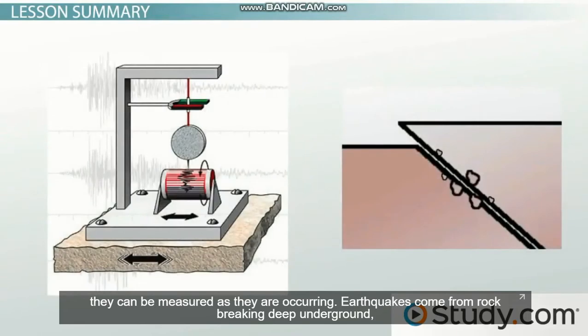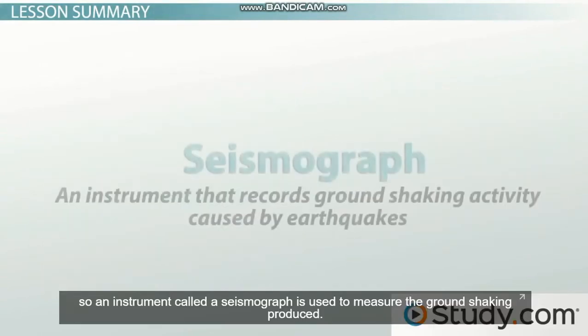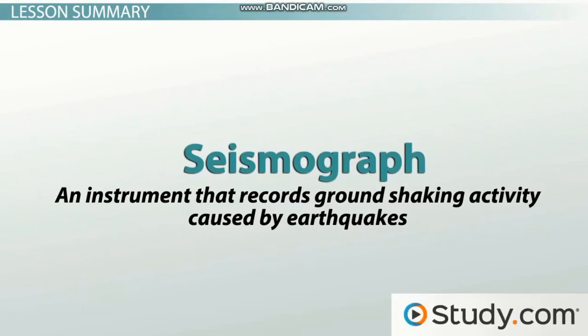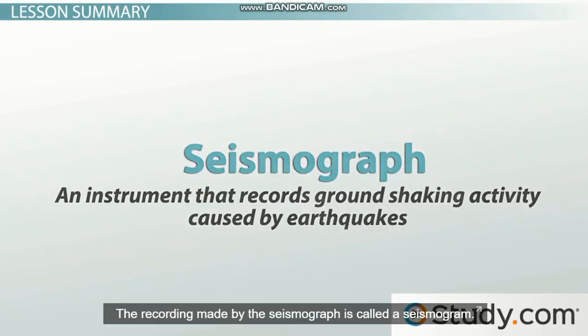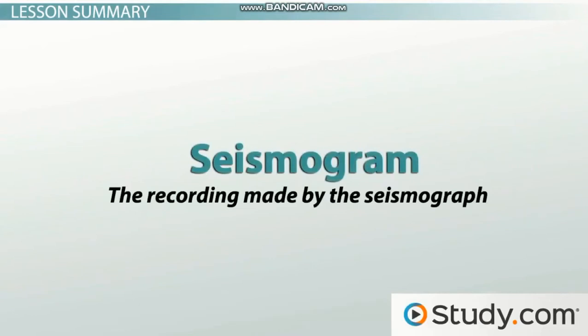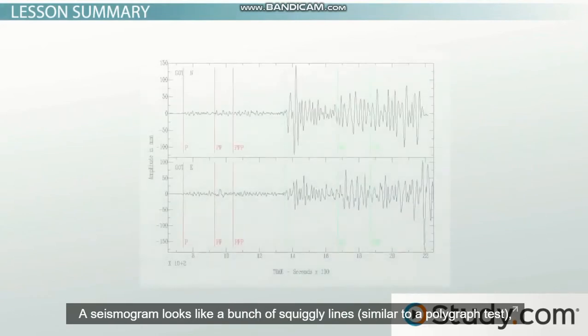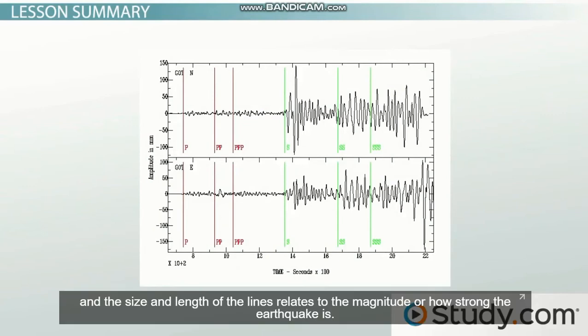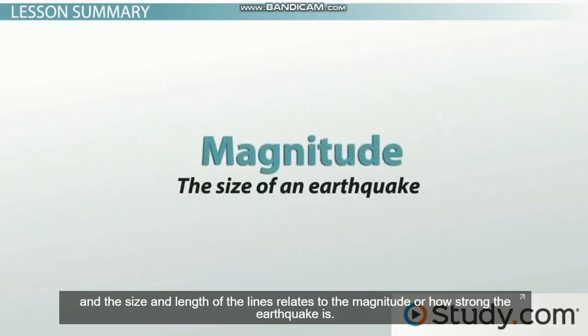Earthquakes come from rock breaking deep underground, so an instrument called a seismograph is used to measure the ground shaking produced. The recording made by the seismograph is called a seismogram. A seismogram looks like a bunch of squiggly lines, similar to a polygraph test. And the size and length of the lines relates to the magnitude or how strong the earthquake is.